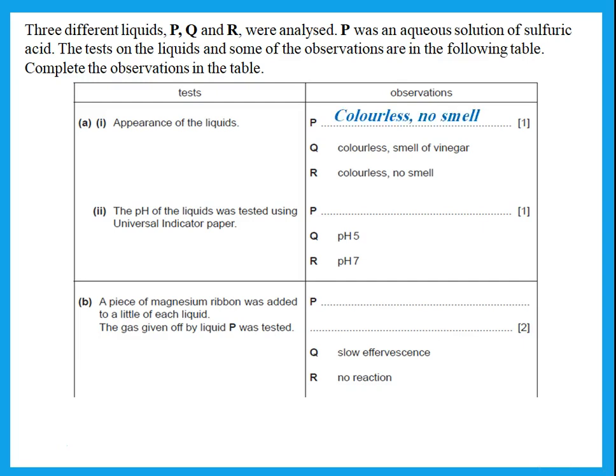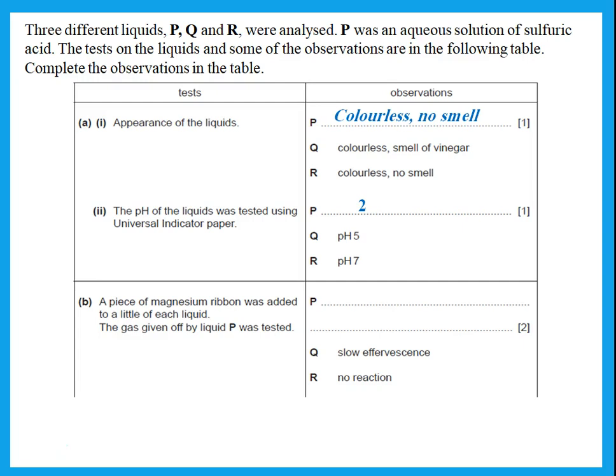Okay? Now he has something called Q that he says is colorless with a smell of vinegar. Which one did we say has a smell of vinegar? That must be ethanoic acid. Okay. What is the pH of P? He says P is sulfuric acid. What is the pH of sulfuric acid? The pH of sulfuric acid can be 1 or 2 or 3. Okay? And he says Q has a pH of 5, so that is correct. It must be ethanoic acid because ethanoic acid is a weak acid. Now R is something that is colorless with no smell, and it has a pH of 7, so that is something that is neutral.